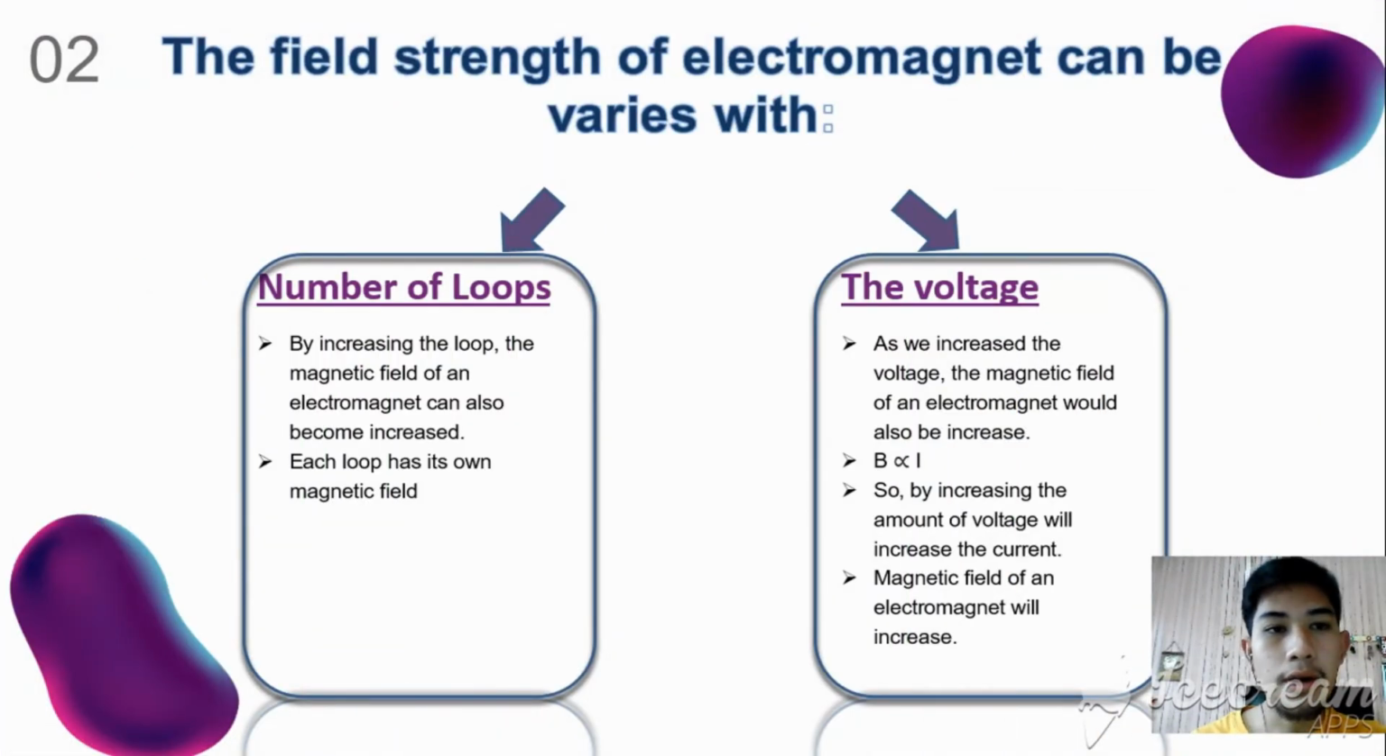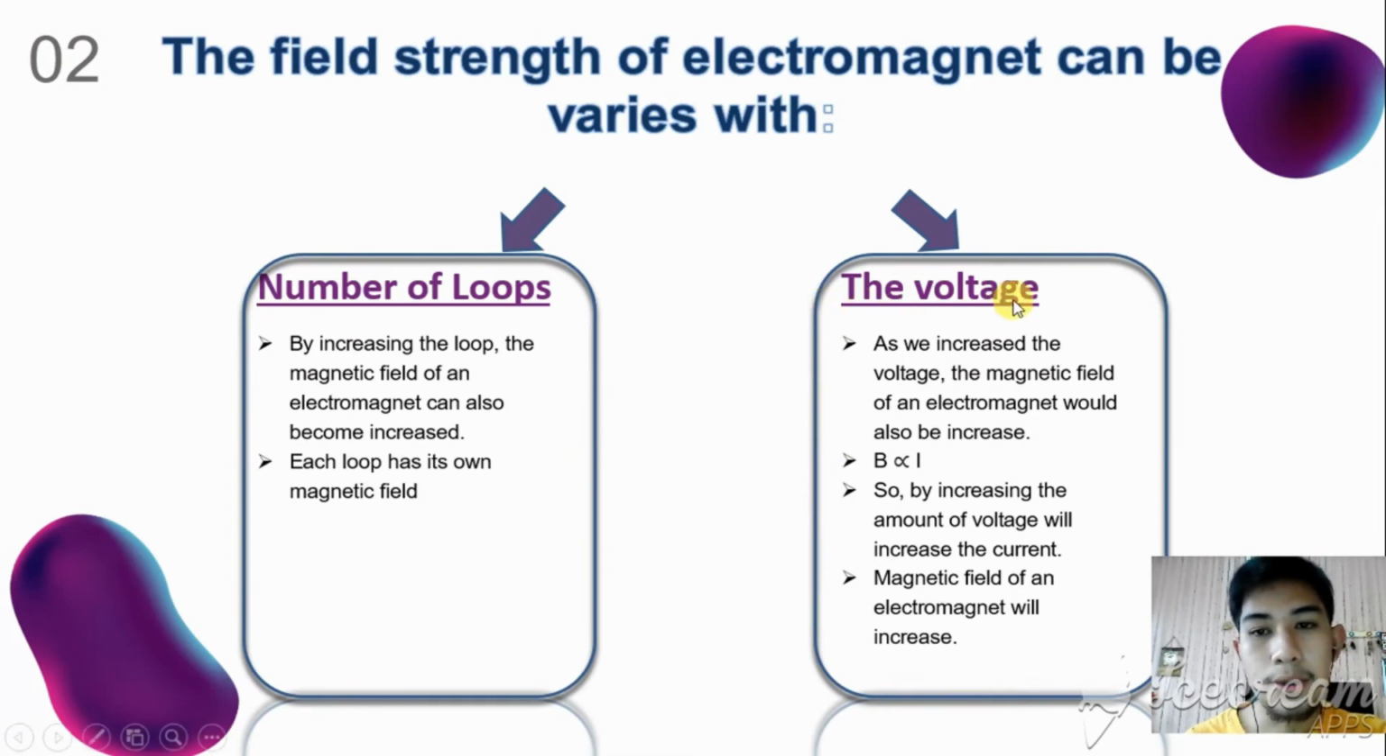The second point of the discussion is we can learn that the field strength of an electromagnet can be varied with the number of loops and the voltage. For the number of loops, by increasing the loops, the magnetic field of an electromagnet will also increase. This is because each loop has its own magnetic field.